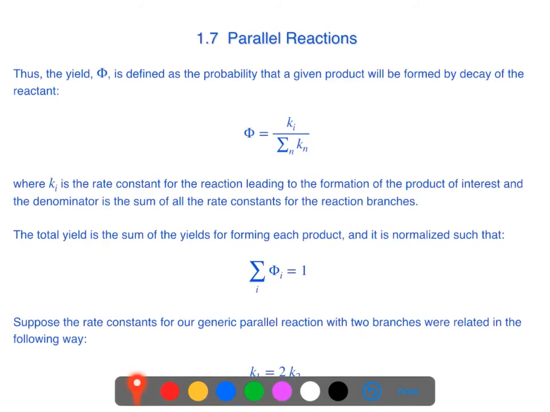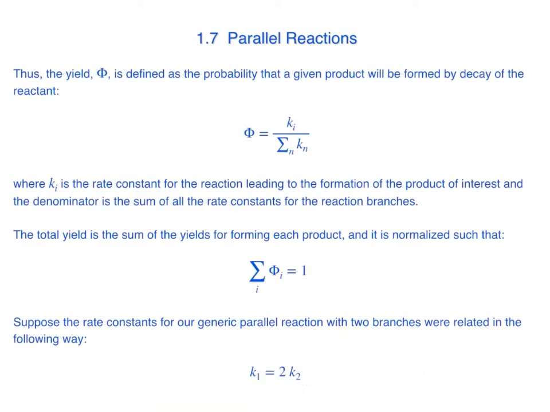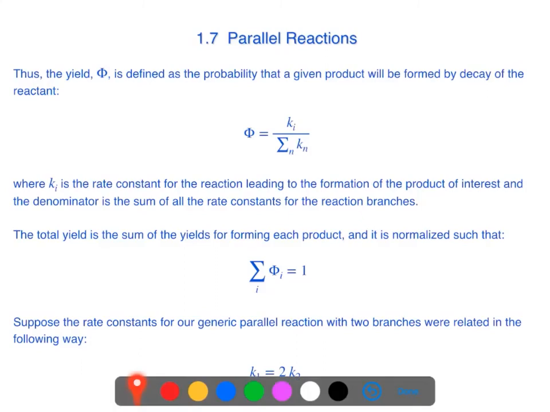So let's see how we can use this information to assess a parallel reaction. So let's suppose that the rate constants for our generic parallel reaction with two branches were related in the following way. That is, that the rate constant K1, which leads to the formation of product B, is twice as large as the rate constant K2, which leads to the formation of product C. So K1 is equal to twice that of K2.